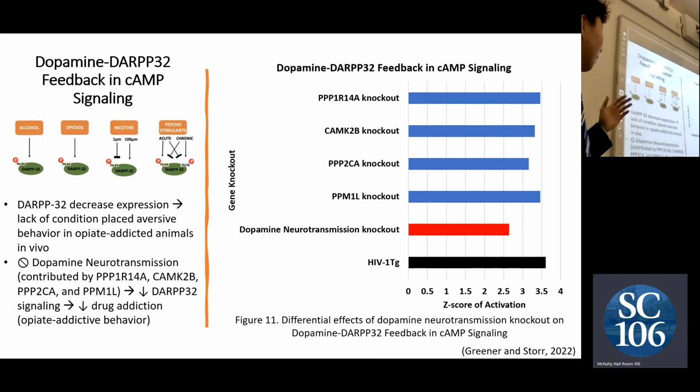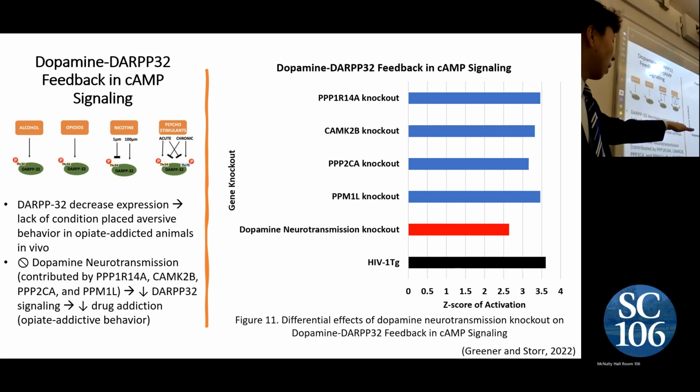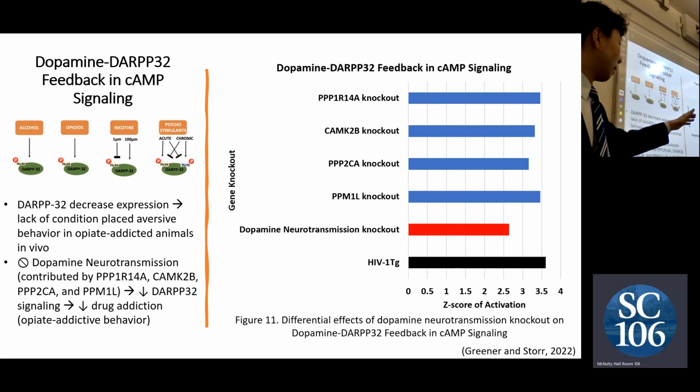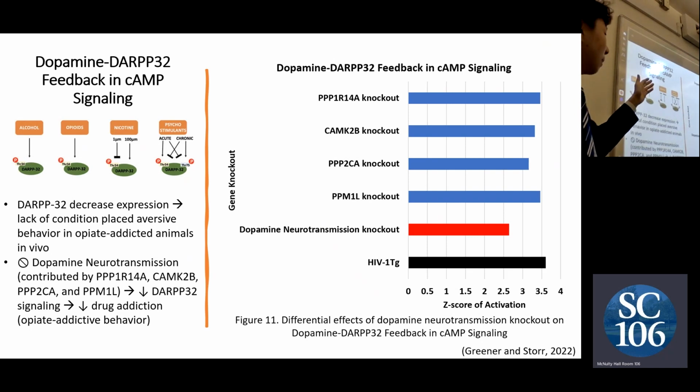Next, I'll be talking about the second pathway I'll be examining in my study, which is dopamine DARP32 feedback and cAMP signaling. As I mentioned before, the larger the HIV transgenic Z-score of activation is, the more activated the pathway is. And when we produce a knockout, it decreases that activation. And these are found within PP1R14A, CAMK2B, PP2CA, and PPM1L knockouts.